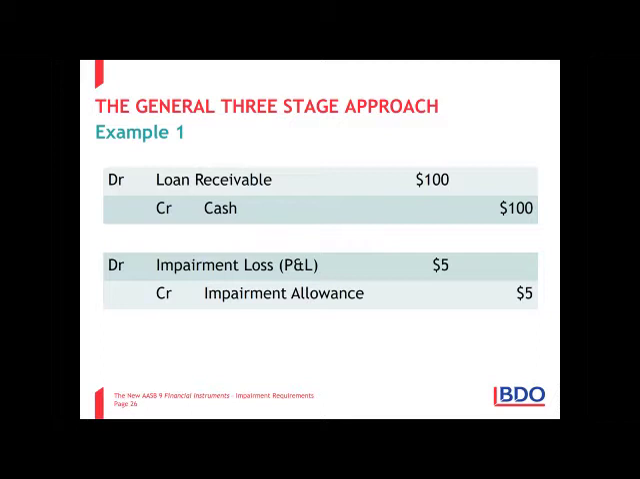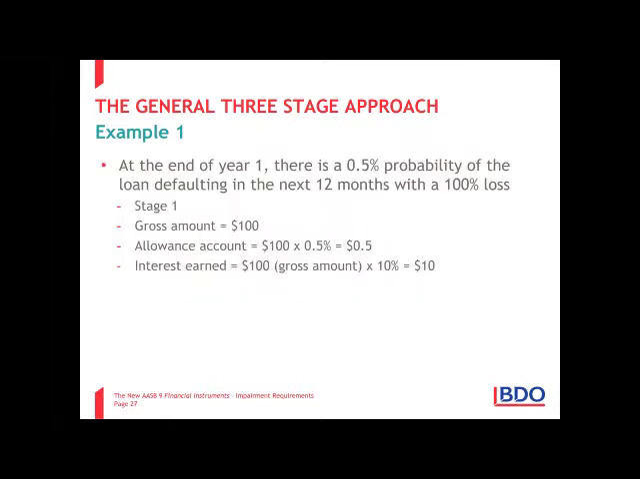So what would the journal therefore be on day 1? So you'll say debit a loan receivable and credit cash of 100. And then on day 1, we look at the 12-month expected credit losses, and we say debit an impairment loss in profit and loss of 5 and credit an impairment allowance of $5, which we've calculated on the previous slide. So this is initial recognition. So already at initial recognition, we look at the 12-month expected credit loss.